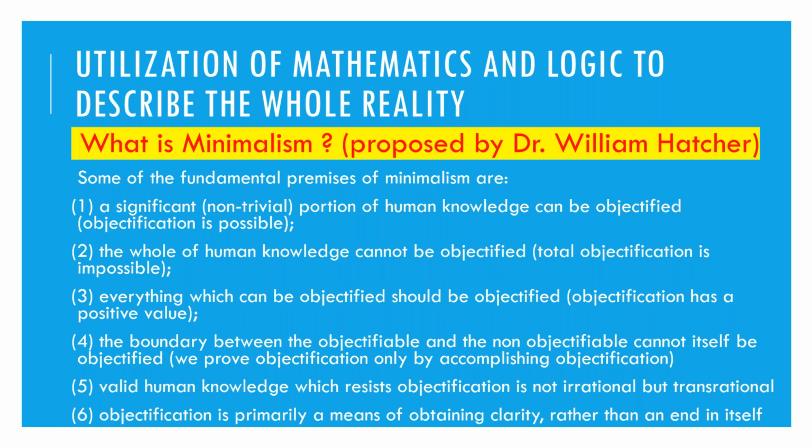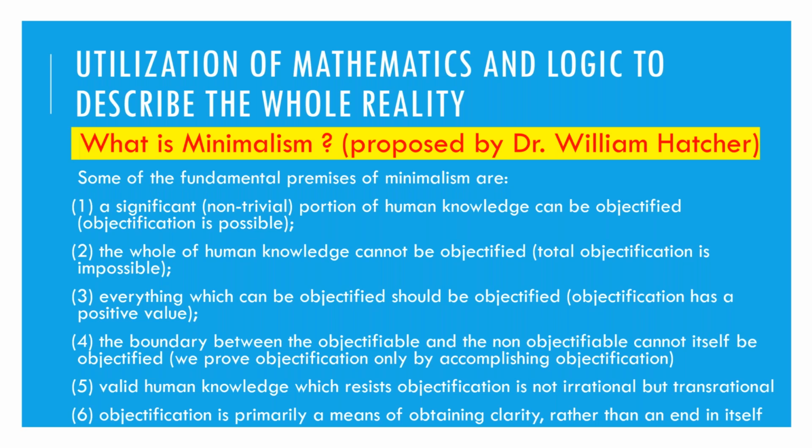The second one is that the whole of human knowledge cannot be objectified. And this is what Gödel was talking about. So total objectification, which Descartes was promoting, is not viable. The third one says everything which can be objectified should be objectified.